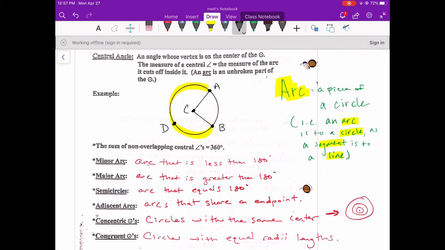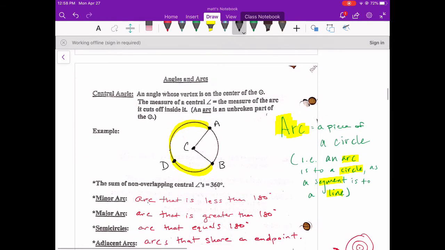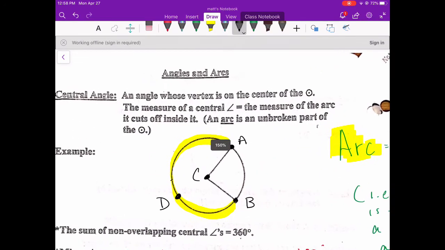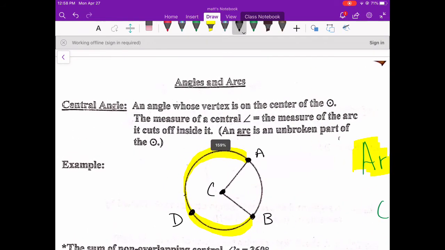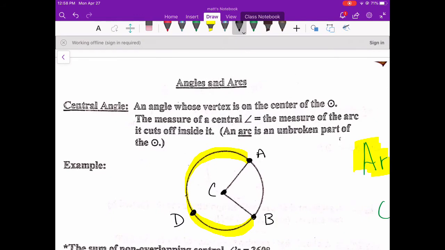I'm going to focus on central angles and combine that with what we've talked about with arcs. Here we go. All right, so angles, central angles specifically, are angles whose vertex is at the center of a circle. So in this example right here, angle ACB is a central angle. Angle ACB, which is this angle right here, that is a central angle.